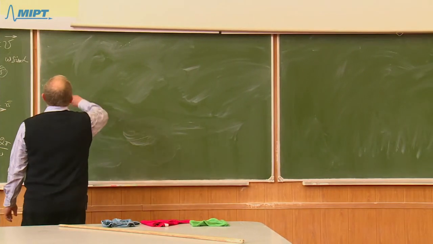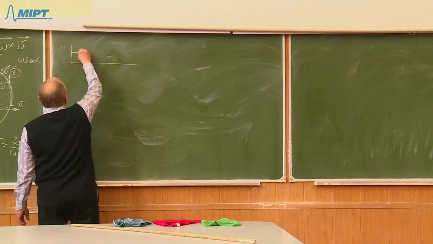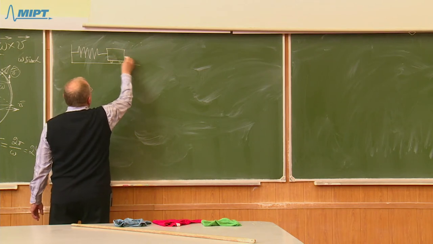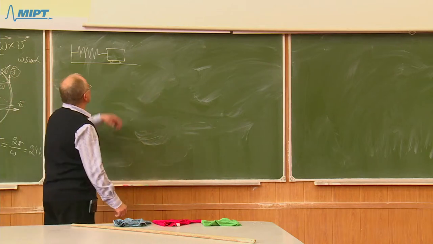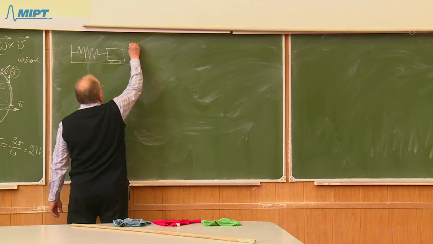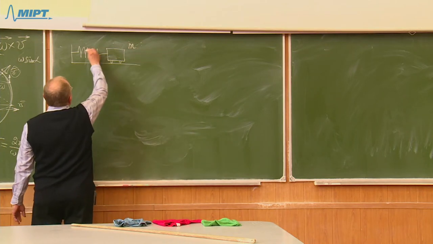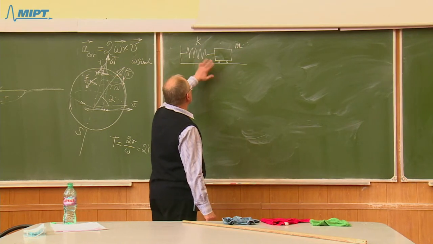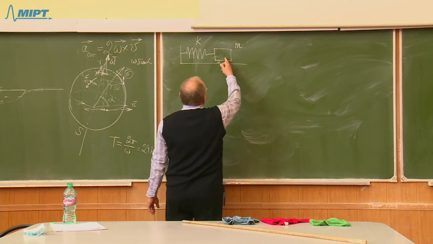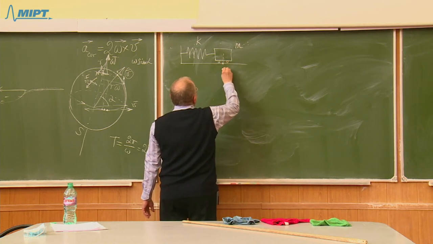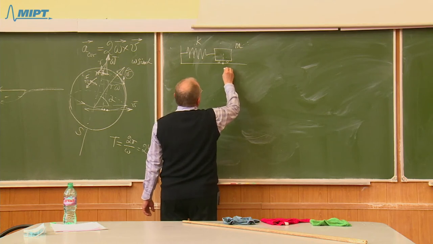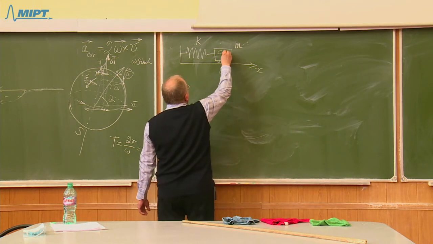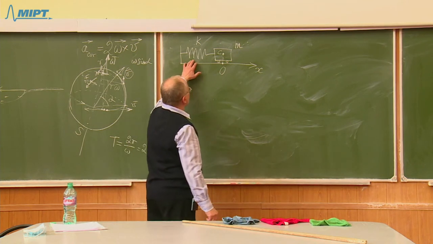Let's consider a body on the spring. Let this body be capable of moving along the surface without friction, and let it have mass m, and the spring will have a stiffness coefficient k. And if the spring is in its neutral position, then the body will be at rest, and this position will be assumed to have a zero coordinate, and that will be x coordinate of the body. Let its center of mass have zero coordinate if the spring is not extended.